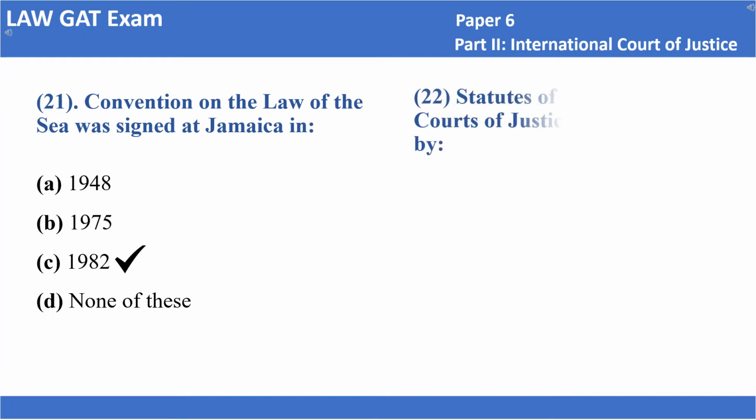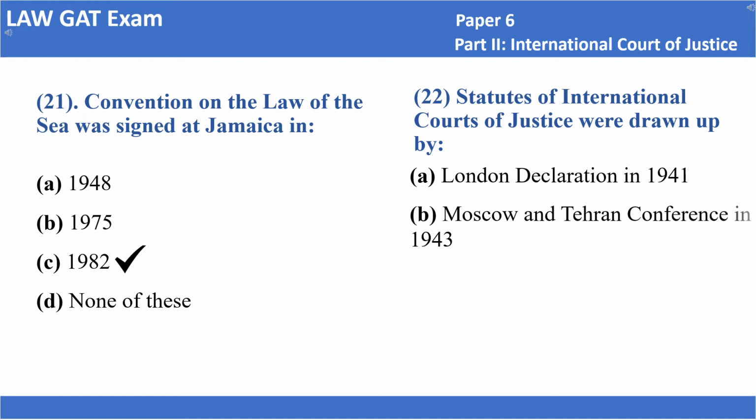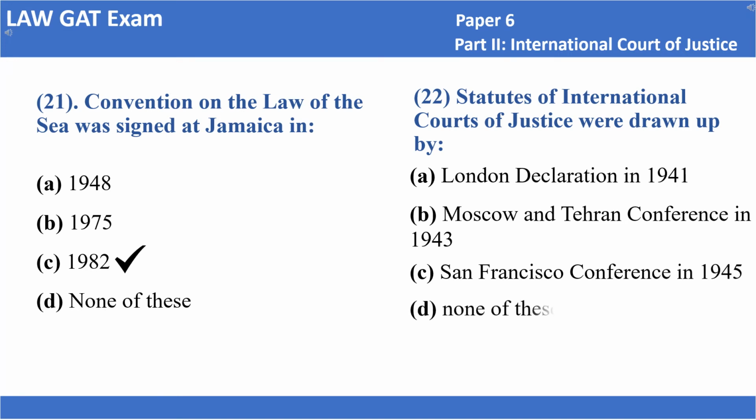Statutes of International Courts of Justice were drawn up by? Is it option A, London Declaration in 1941? Is it option B, Moscow and Tehran Conference in 1943? Is it option C, San Francisco Conference in 1945? Or is it option D, none of these? The correct answer is option C, San Francisco Conference in 1945.